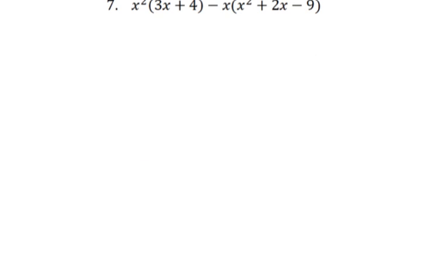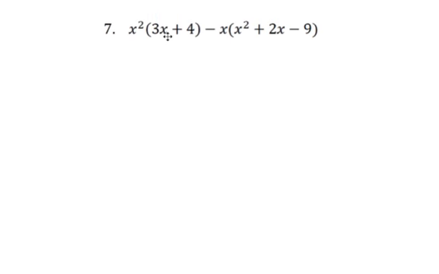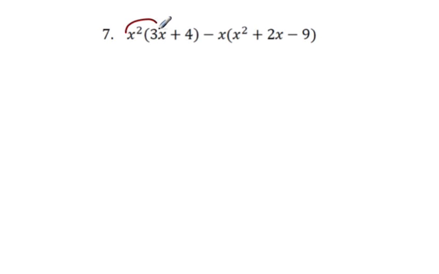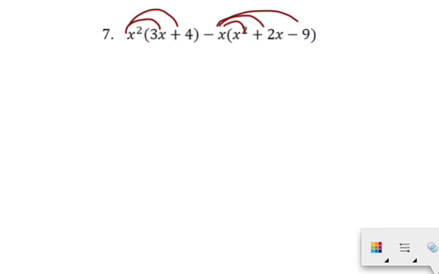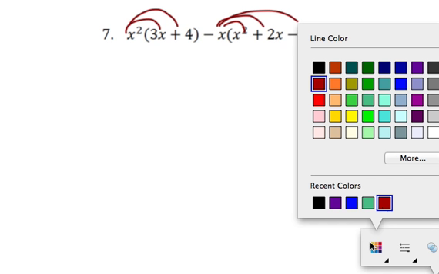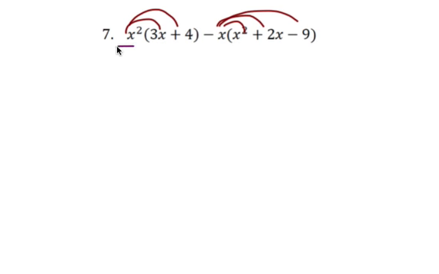Let's go ahead and take a look at number 7. Number 7 is going to be really similar. You're going to distribute that x squared into this parenthesis, and you're going to distribute the x into that parenthesis. So now let's go ahead and distribute. Okay, so when we distribute, we have x squared times 3x. Remember, that's the same as 1x squared. So 1 times 3 is 3, and again, there's that little exponent of 1 on that x. So x squared times x to the first is x cubed. X squared times 4 is 4x squared.